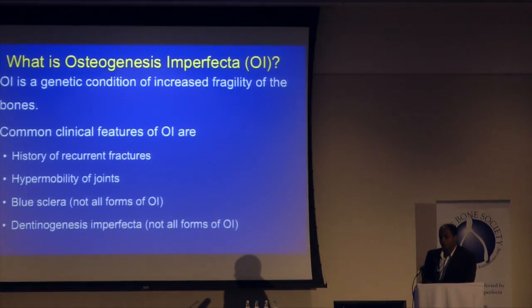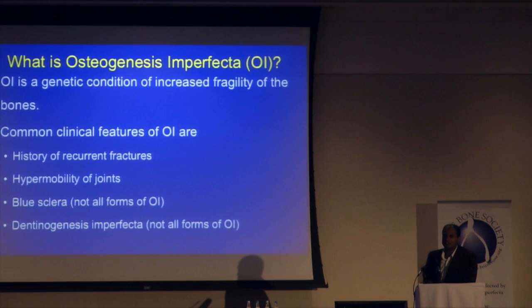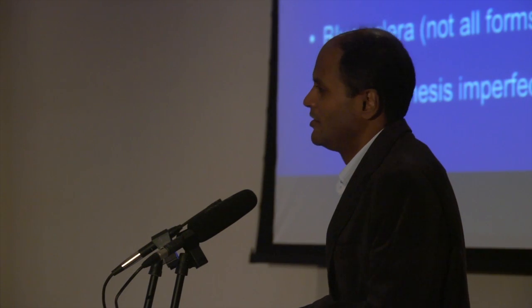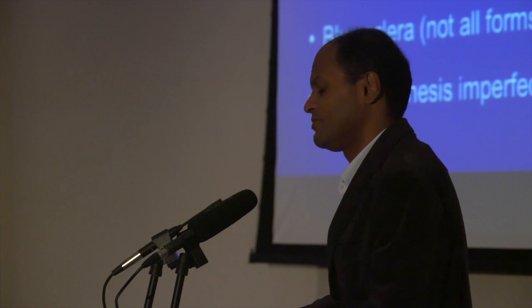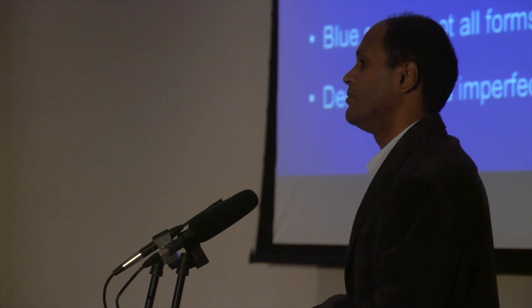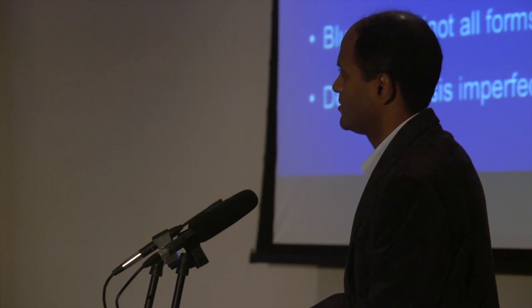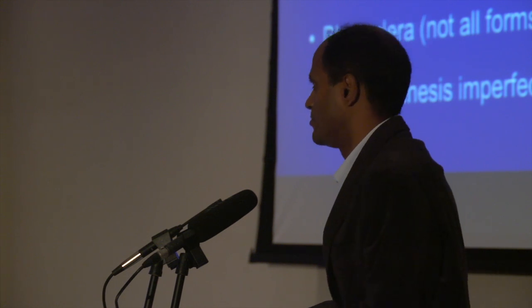So what is osteogenesis imperfecta or brittle bone disease? It is a genetic condition which causes increased fragility of the bones. Since it's a genetic condition, there is usually a family history of brittle bone disease. Either parents suffer from it or there are siblings who suffer from it.